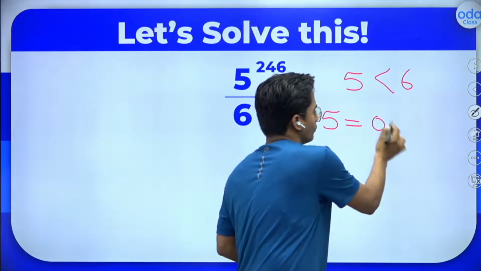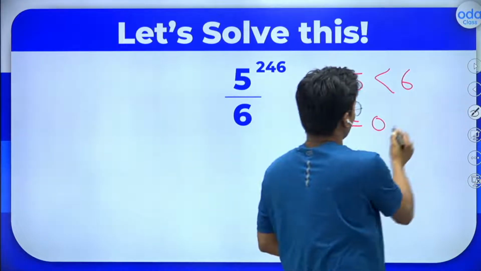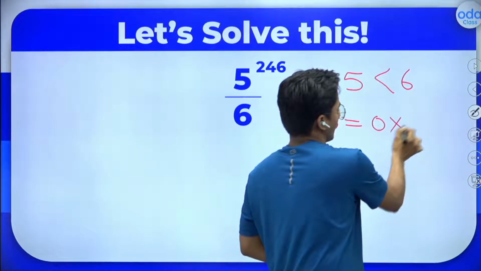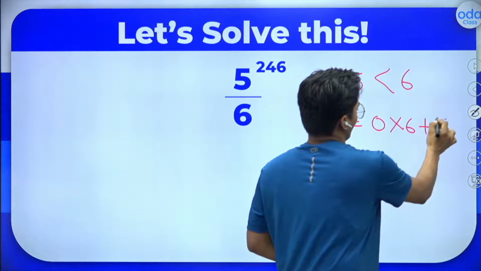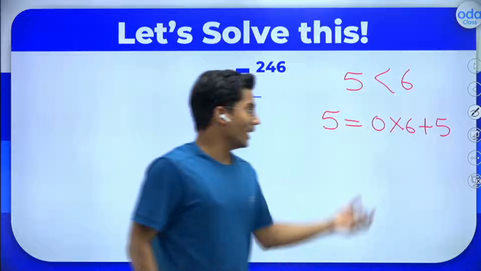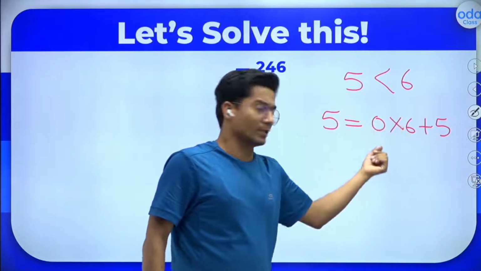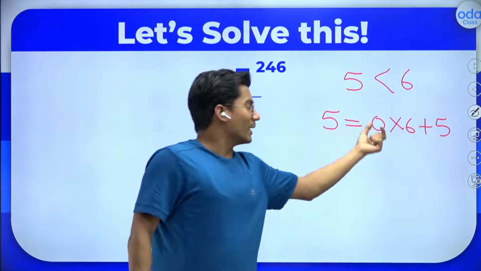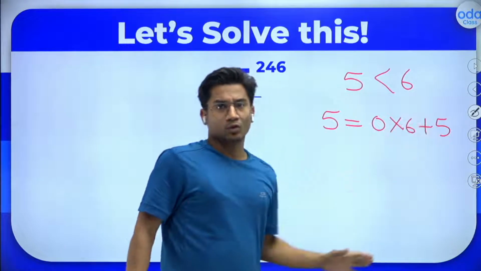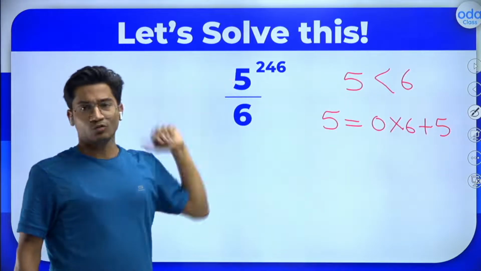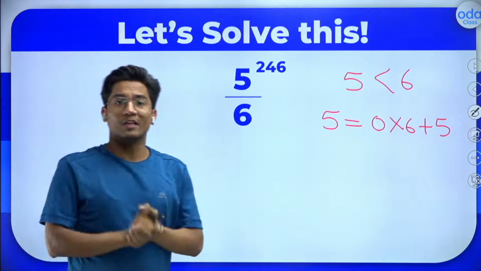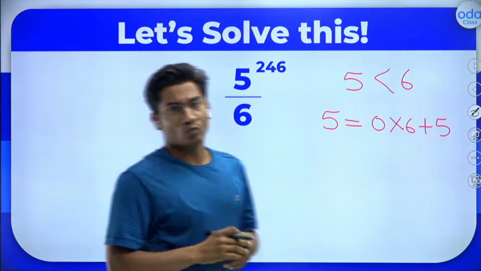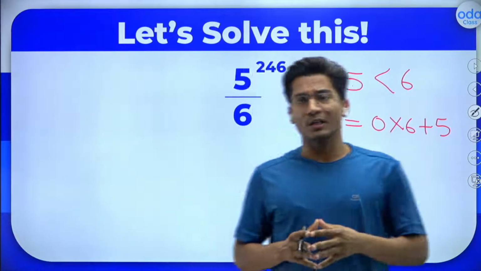0 into 6. So you can say 0 into 6 plus 5, right? That is the only possible way. I should have written 6 into 0, but that is understandable, right? So here we can say 0 into 6 plus 5. Now we will be having the same value, right? So what are we supposed to do in these types of questions? What do you think, guys? What can be done? You can comment here as well.